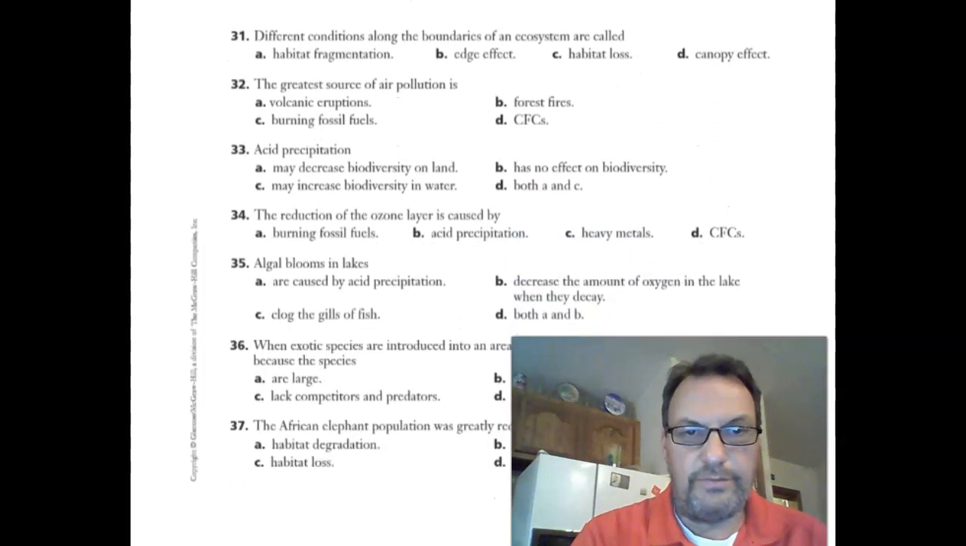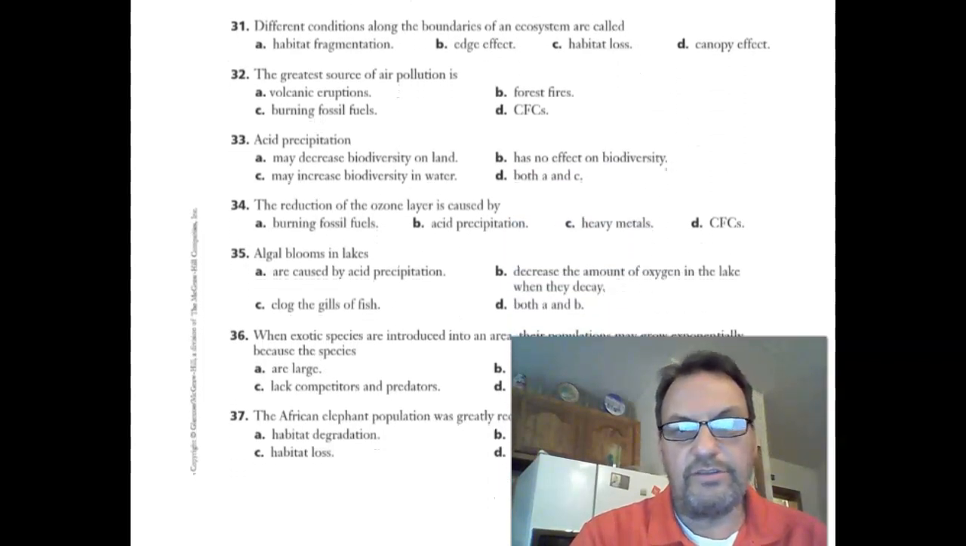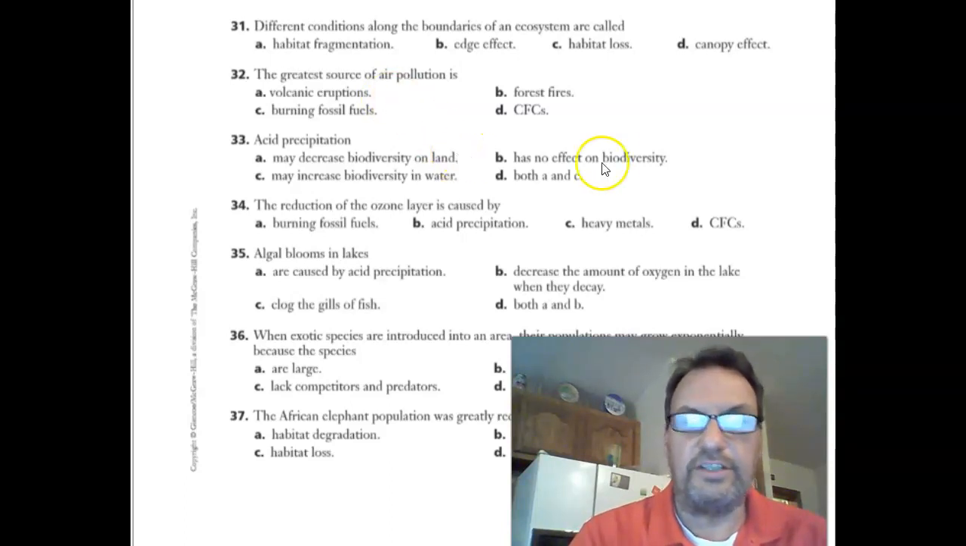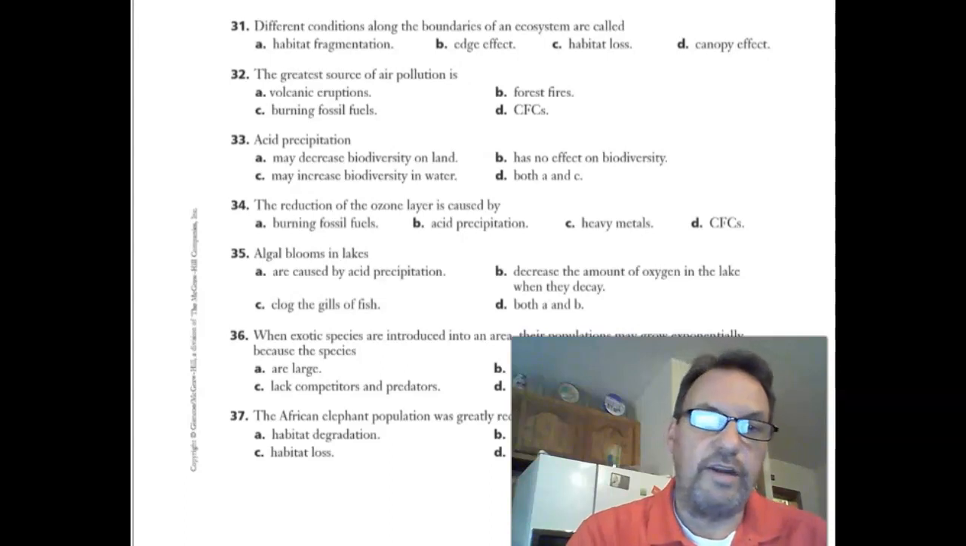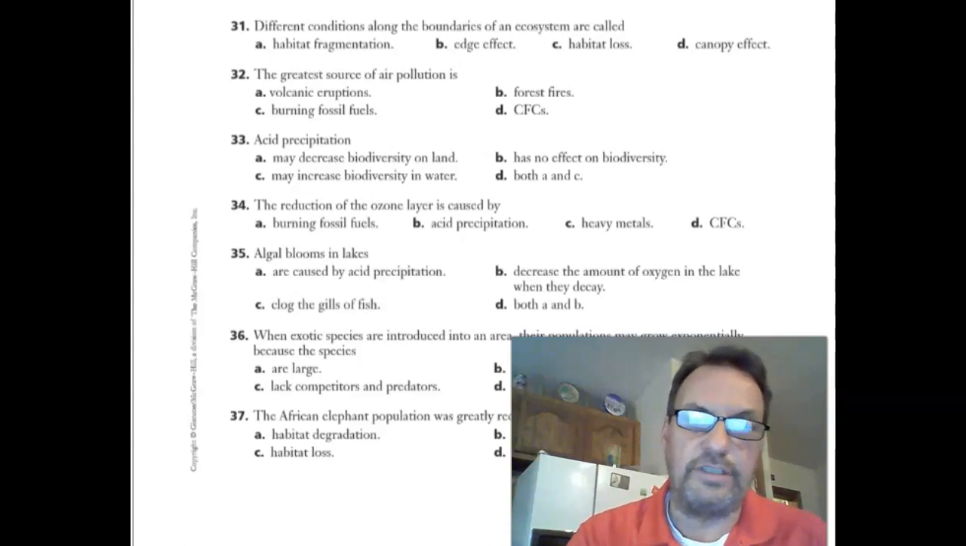Number 32, the greatest source of air pollution. Well, volcanic eruptions actually put a lot of air pollution into the air, and this is just the natural part of Earth and the Earth's processes. But actually, where we are hurting ourselves the most is through the burning of fossil fuels. That's the amount of cars.